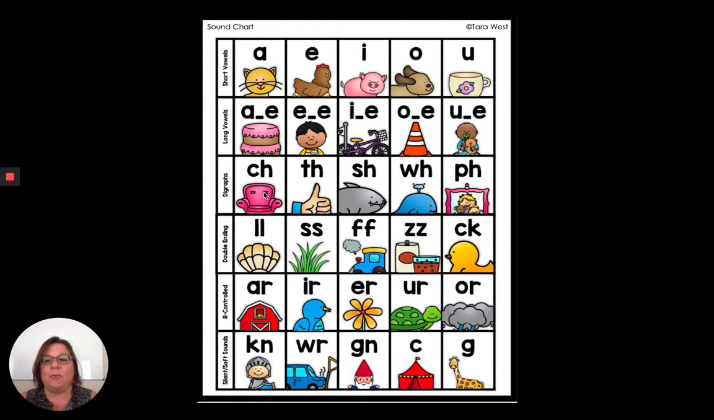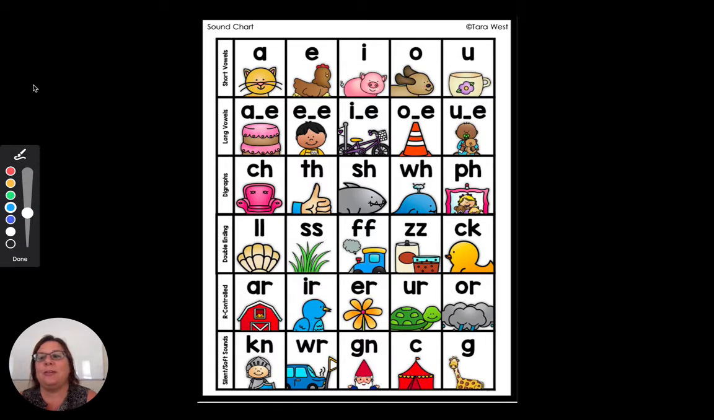Okay, so what we have here is a picture of a chair. Tell me the sound in chair. What do you hear? Ch, ch, ch, chair. It makes a CH. Or you could do this, ch, ch, ch, like a choo-choo train, chair. Here we go for chair, ch, air, chair. Three sounds, but it has a lot more letters.